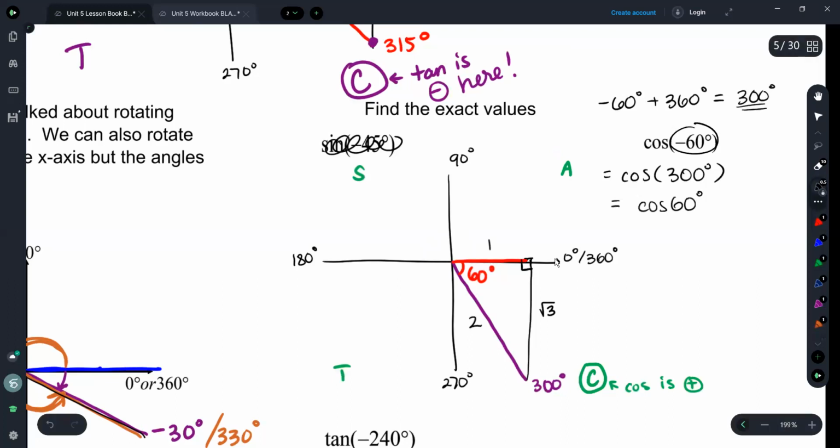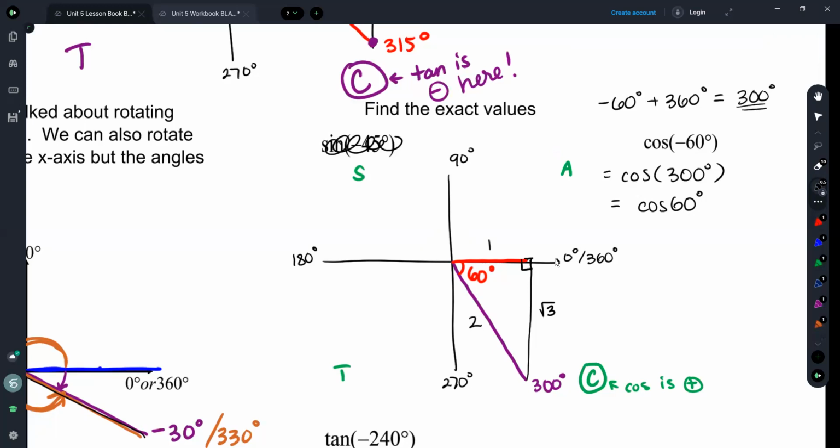Now, this is not always true that this happens. This just so happened to occur because this was an acute angle, and the reference angle is also an acute angle. So the negative version of that ended up being equal to the positive version of that. You'll see in the next example that that doesn't always happen.